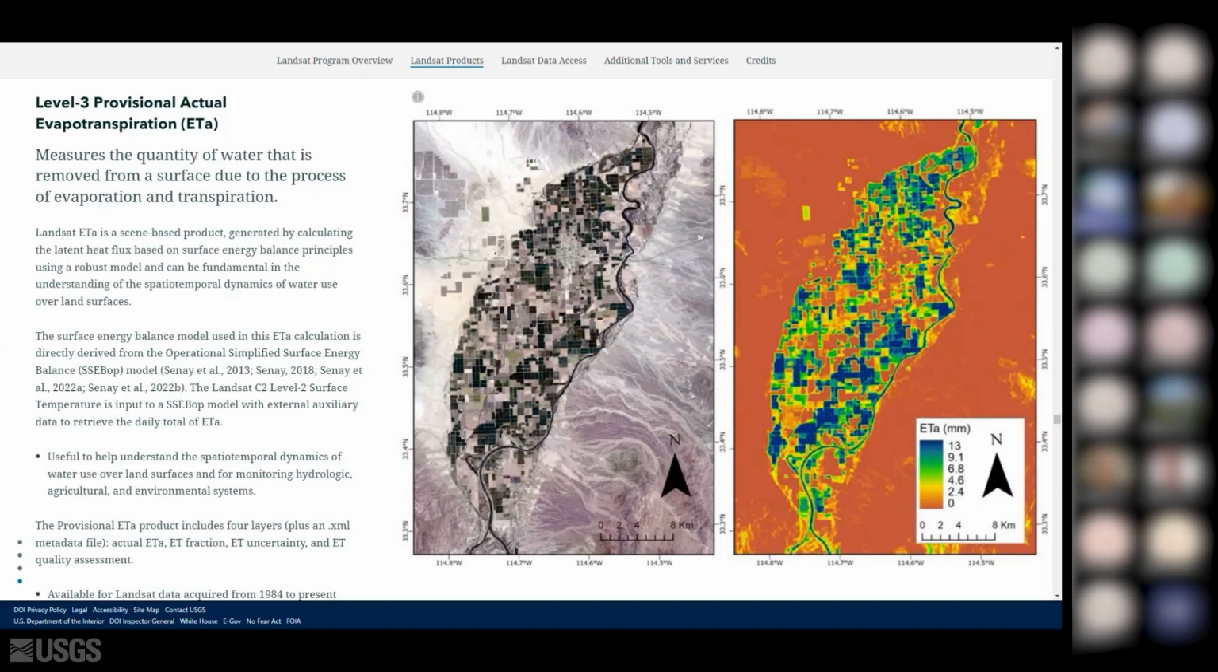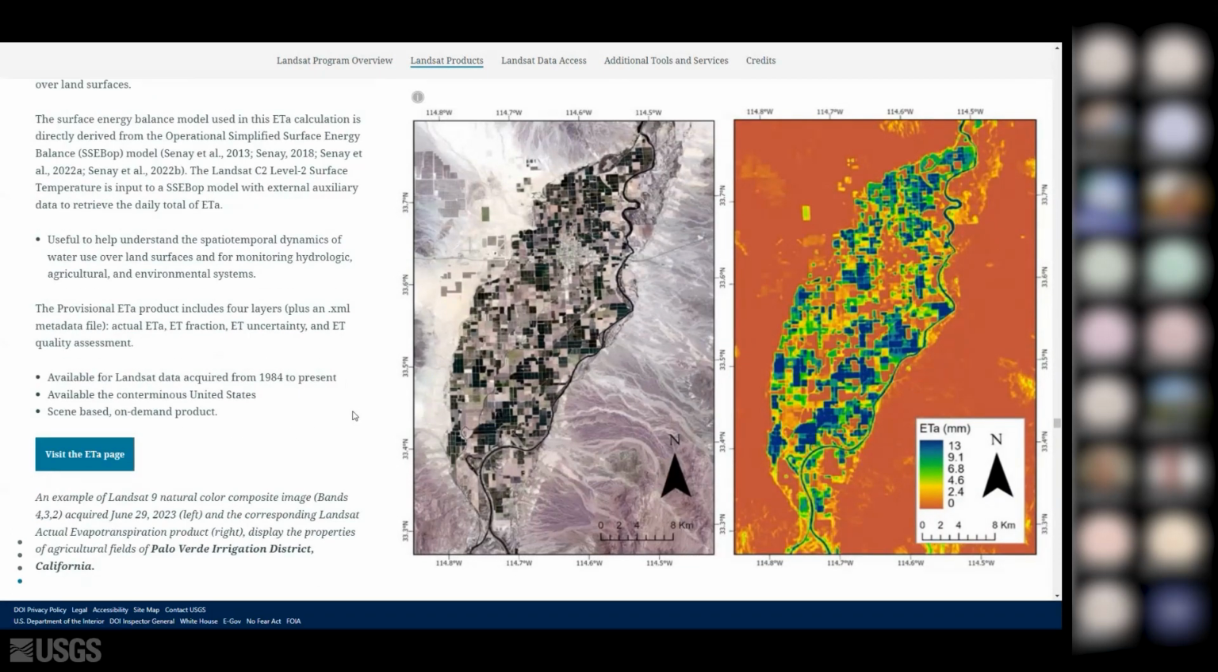And ETa, what does that do? Well, it measures the quantity of water that is removed from the surface from evaporation and transpiration. So this product is generated from a surface energy balance model with our level 2 surface temperature product as the input. So this can be really useful to understand the spatiotemporal dynamics of water use over different ecosystems. And this product includes 4 different layers: actual ETa, ET fraction, ET uncertainty, and ET quality assessment. This is available for the conterminous United States from 1984 to the present. And since this is scene-based, this is an on-demand product.